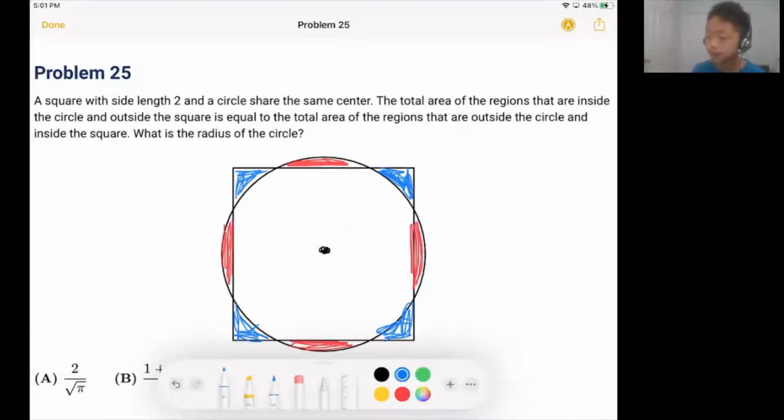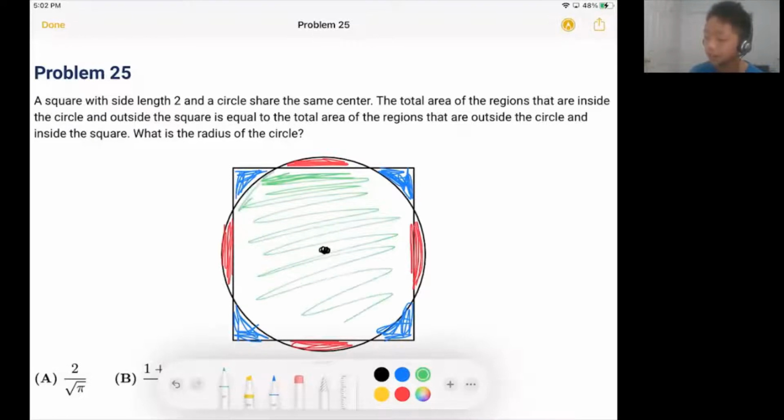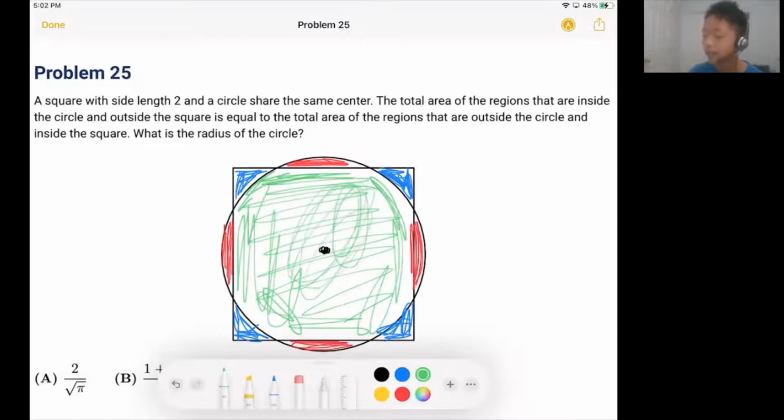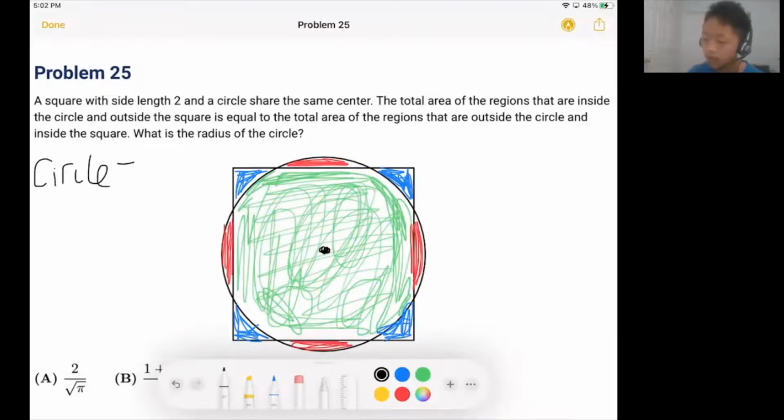But the key observation for this problem is that the circle and the square both share this region. Let's color in this green region. So I can say the area of the circle is the red plus the green. That's perfectly legal, perfectly reasonable. The circle is the sum of the areas of the red region and the green region.